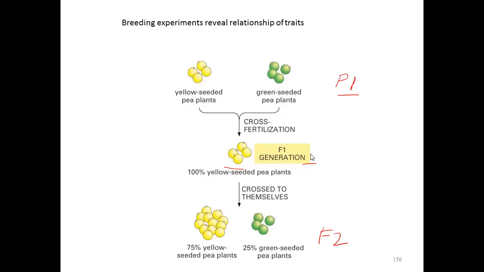Then if he took the F1 generation and bred them with each other, the F2 generation, the granddaughters and sons of the P1 generation, he always got the ratio of 3:1 of yellow to green. And this occurred regardless of the trait he was looking at, whether it was the shape of the pea, the color of the flowers, the height of the plant. It didn't matter. He always observed a 3:1 ratio in this scenario.